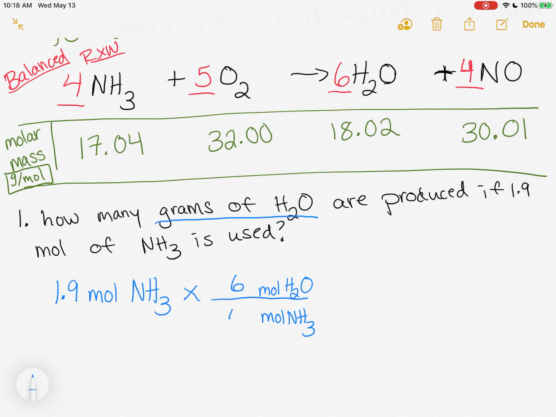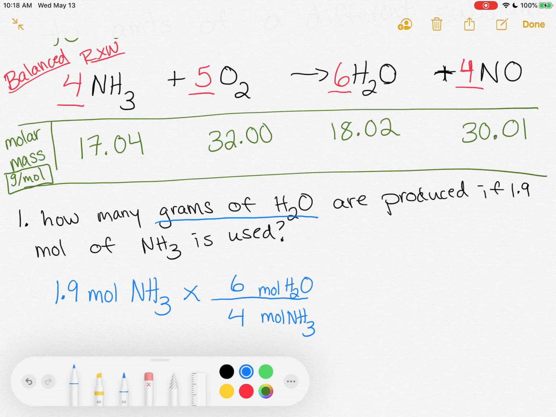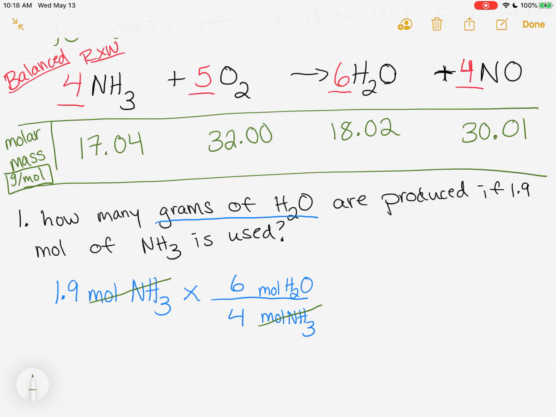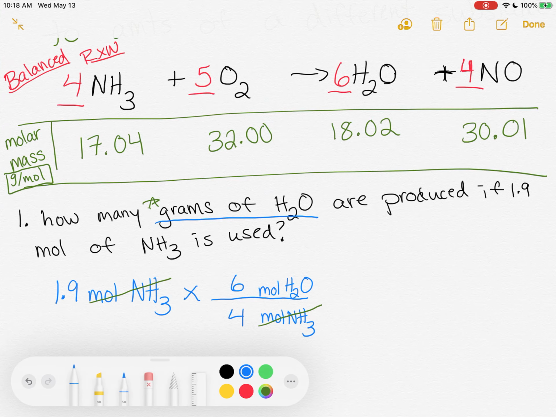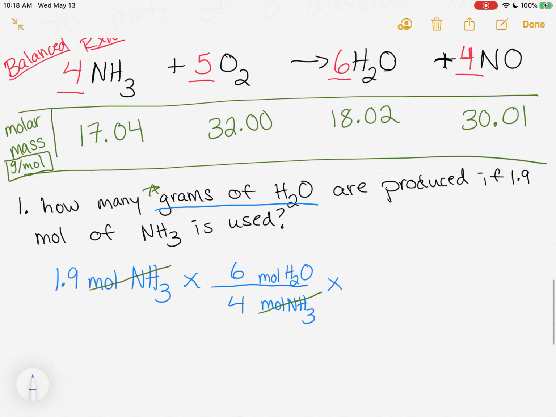Okay, and so our ratio is going to be 6 moles of water to our 4 moles of ammonia. Now, we could reduce this if we wanted to and make it 3/2, and that'd be fine. But it's also not terrible to use it as just 6/4, just reading it directly from our balanced reaction. Okay, now if we stopped right there, that would get rid of moles of ammonia, but we'd be left with moles of water. But that's not what we want. We want grams of water.